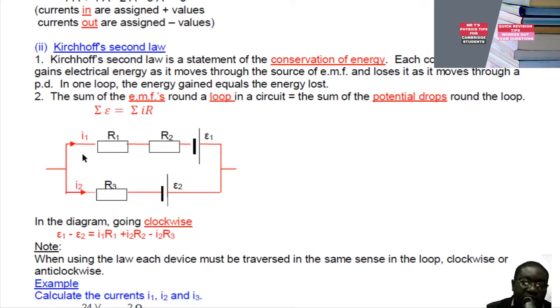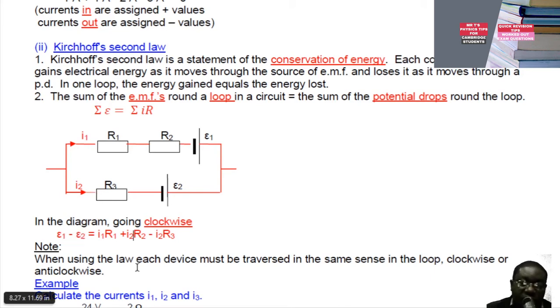So I2 R3 is traversing in the opposite direction as I1, which means it's going to be subtracted from there. So I1 R1 plus I1 R2. This is supposed to be I1, because this is coming from there. So I1 R1 plus I1 R2 minus I2 R3 should equal this algebraic sum of the EMFs.